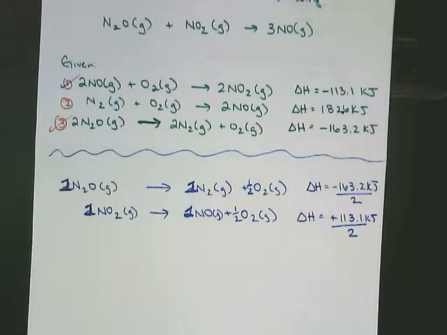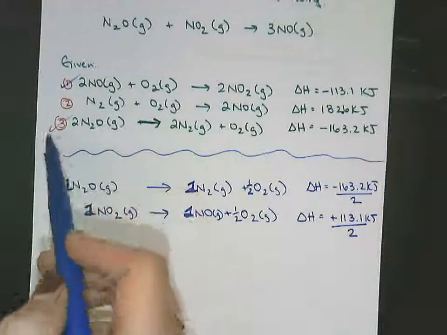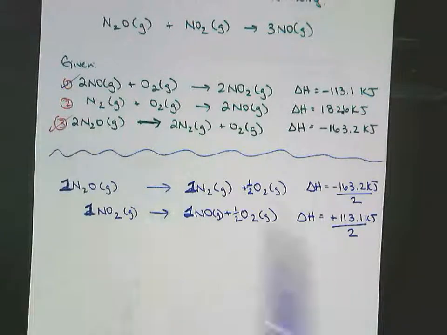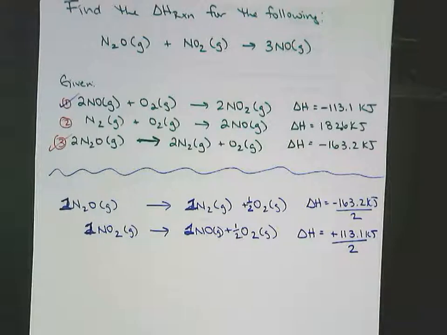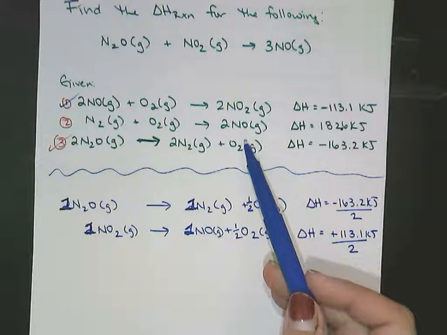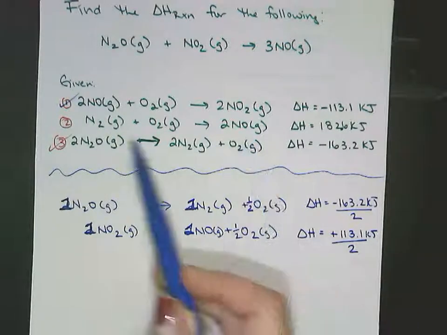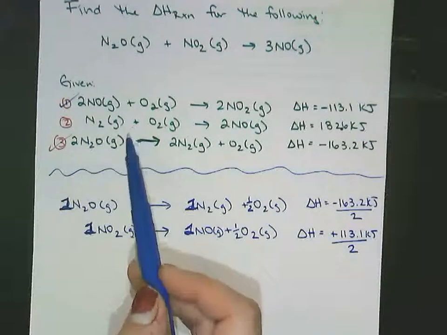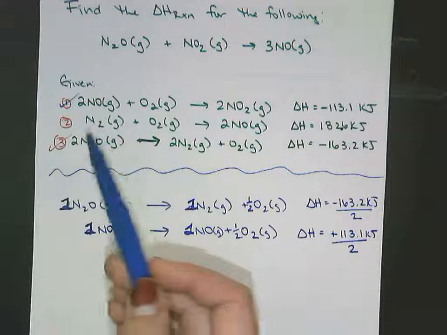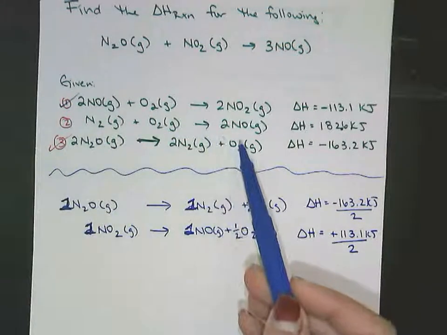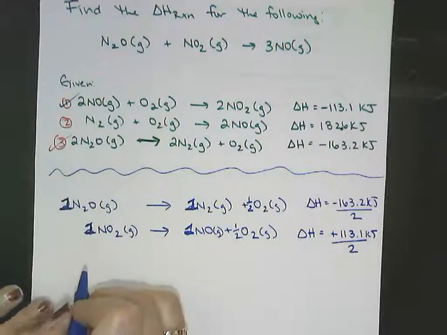All right, now I've used 1 and 3, so all I'm left with is number 2. Does it make a product that I want to make? Is that the thing I want to end up with? Yeah. So the nitrogen and the oxygen, there's nothing for me to use, so I'm just going to assume that I'm going to leave it as is. So I'm going to rewrite it.